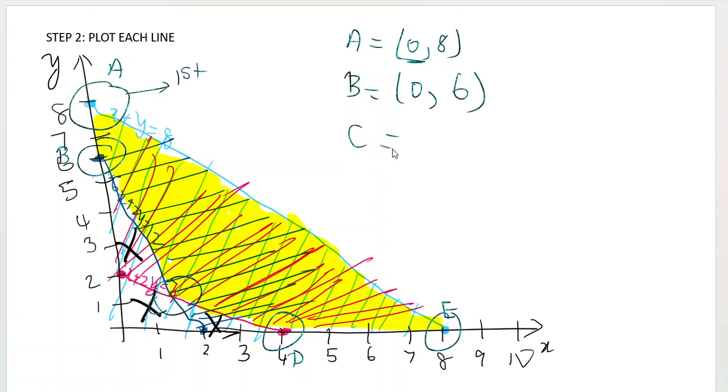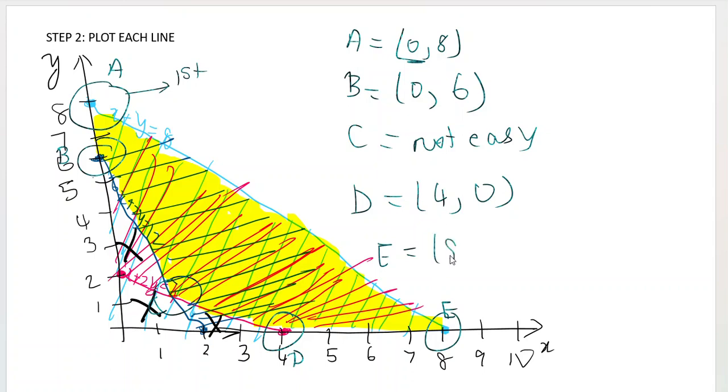Coordinates of C, if you observe over here, are not easy to find. So we have to find some other way of finding it. The coordinates of D are very easy because D is on the x-axis and at 4. So x is there, so y will be 0. And coordinates of E is also easy. It is 8 and 0. So only C is not easy.